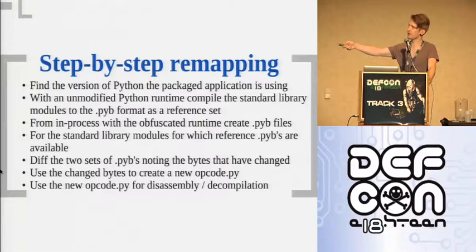We use a standard library Python to compile up all the PYBs. Then, from in process of the obfuscated runtime, we compile up all the PYBs, and now we've got 2 systems that we can diff. We diff them, we get our new bytecode mappings, and then we rewrite opcode.py, and for unpyc we need to write opcodes.py, which is its equivalent, and then we're good to go. So even though they've gone to all this effort, now we've remapped their opcodes, we understand what their byte streams mean, and we can start to decompile. Again, we're only getting this because we're working in memory at the Python layer, so it's quite useful.